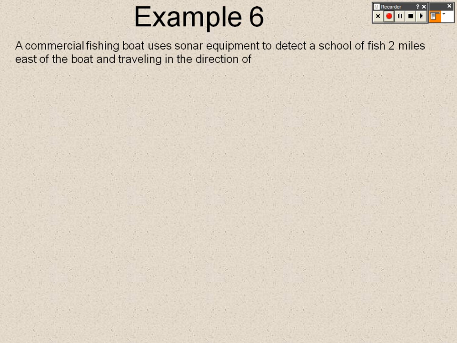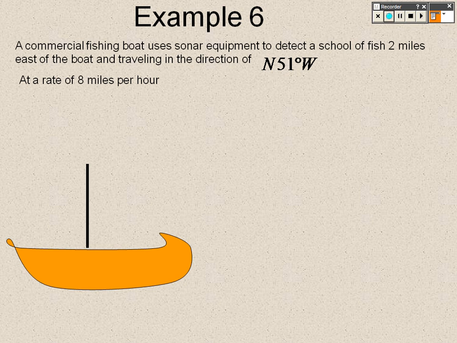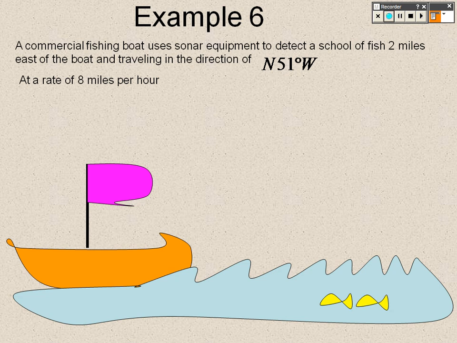Alright, another one. A commercial fishing boat uses sonar equipment to detect a school of fish 2 miles east of the boat and traveling in the direction of north 51 degrees west at a rate of 8 miles per hour. So here is our boat.